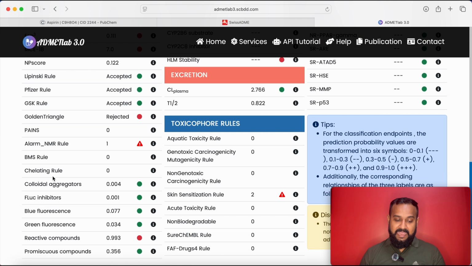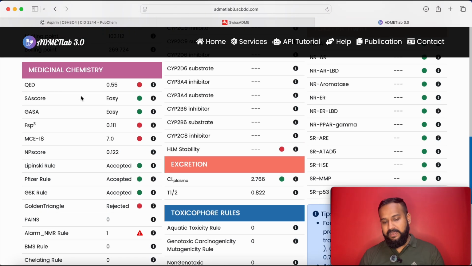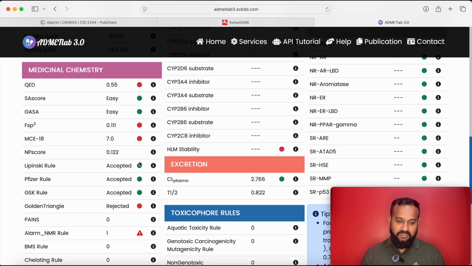All of this can be taken into account, but mostly I tell my students to refer to these five. These five are good. Apart from that, obviously QED can also be taken into account. All of them have their own relevance. If you just want to understand what Lipinski's rule is, you can go to the I button. Basically, molecular weight should be less than 500 Dalton, then log P should be less than or equal to 5, hydrogen acceptor less than or equal to 10, and hydrogen donor less than or equal to 5. Those are the 4 parameters.